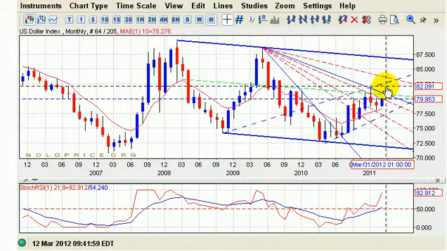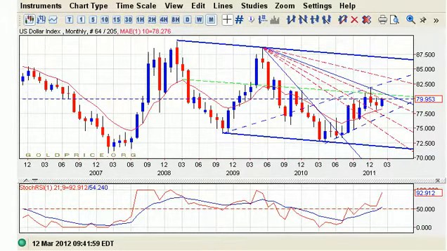of resistance. That means the US dollar is going to rally, trending higher, and that would be on a purely technical basis.